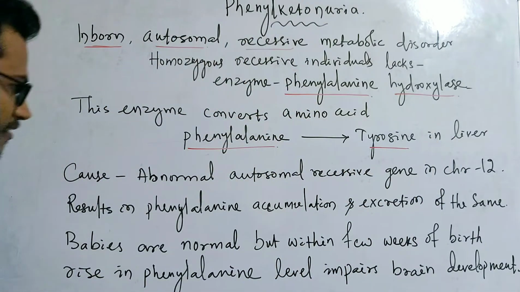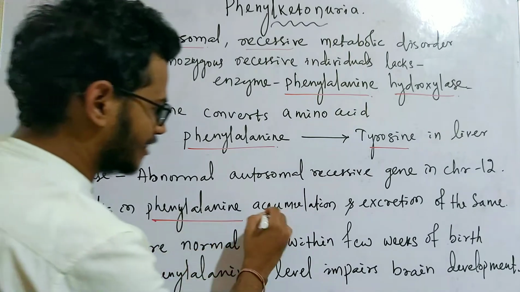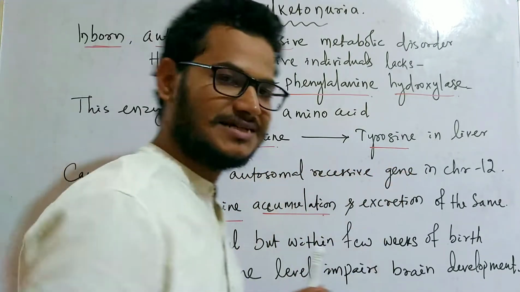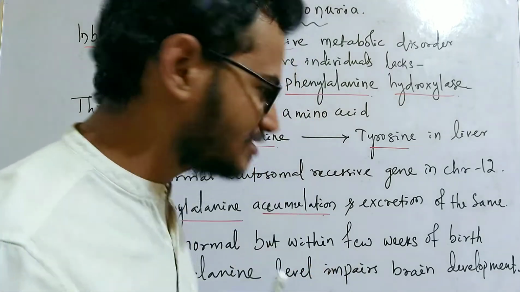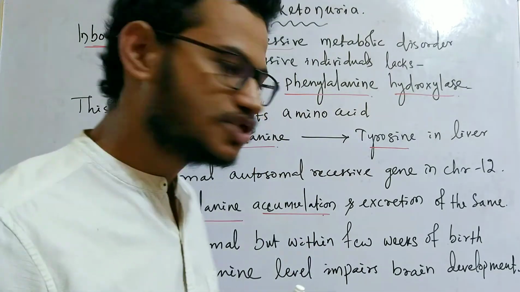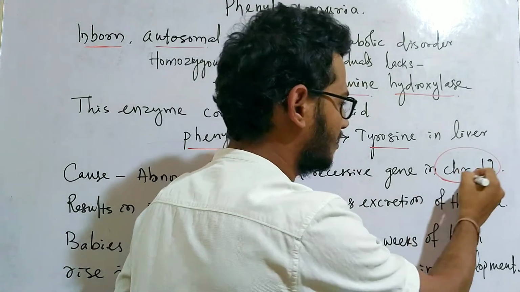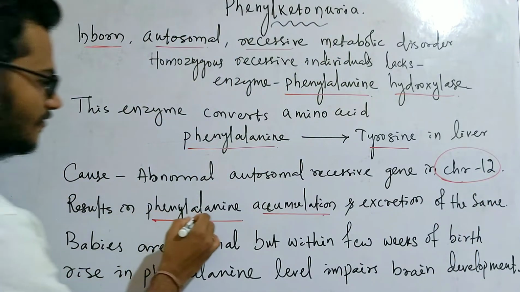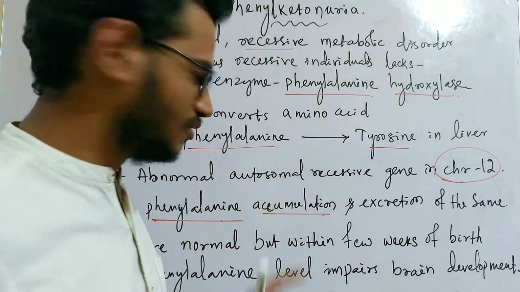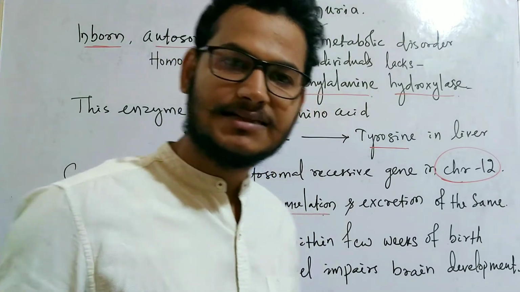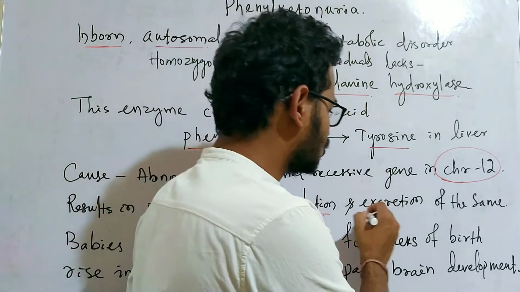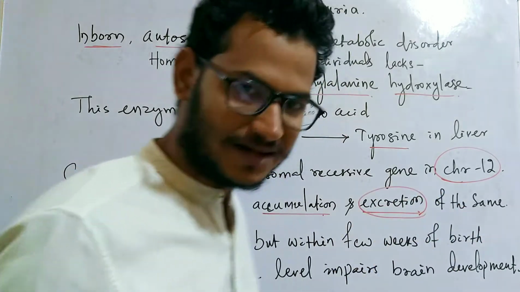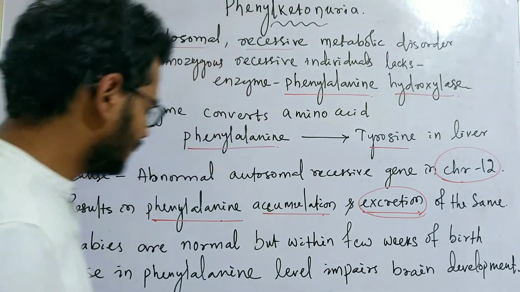The phenylalanine gets accumulated. So here the cause is an abnormal autosomal recessive gene. The gene which causes this disorder is located on chromosome 12. Remember, chromosome 12. This results in phenylalanine accumulation. Phenylalanine gets accumulated in our body, and it is also excreted, so phenylalanine comes out from our body.